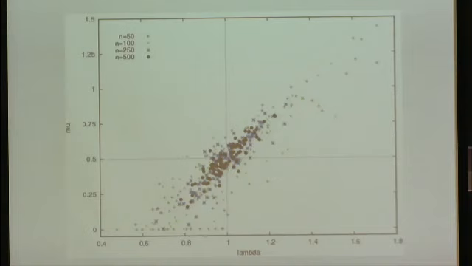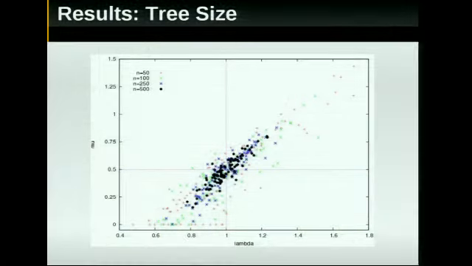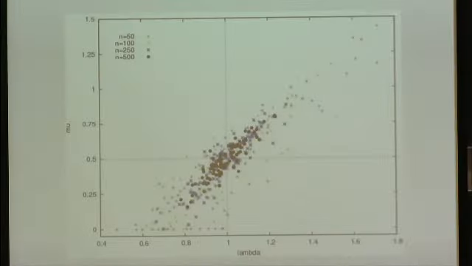On the horizontal axis are the estimated lambda values, and on the vertical axis are the estimated mu values. In this case, I looked at one particular case where lambda is 1 and mu is 0.5. So that's the point that I want to get. The different colors and shapes indicate different tree sizes: 50 leaves, 100 leaves, 250 leaves, and 500 leaves. For each of these 4 colors there are 200 dots, the 200 trees that I generated and then estimated the rates.